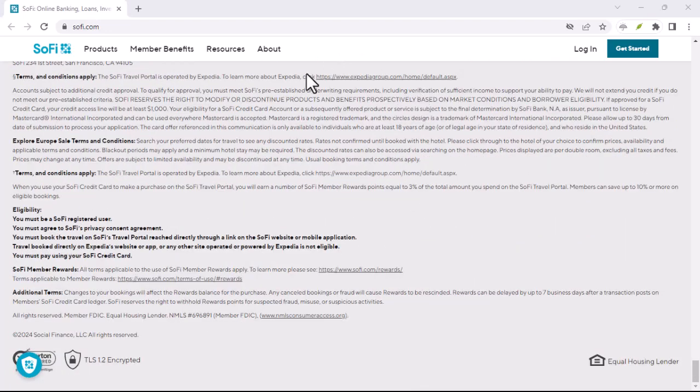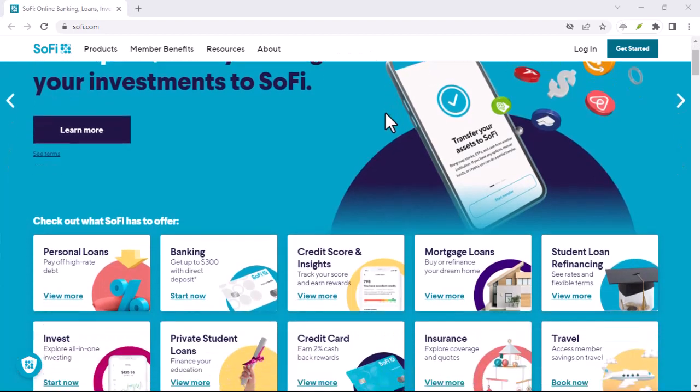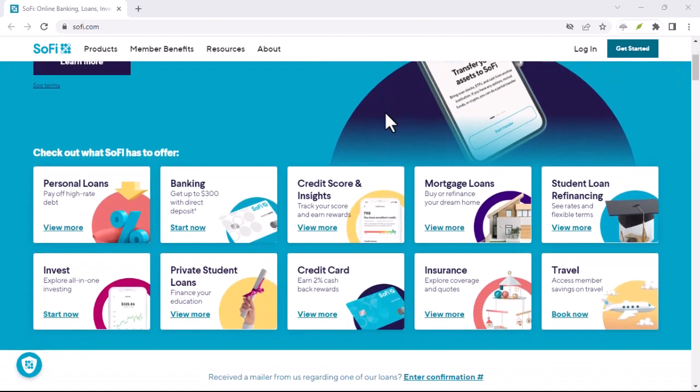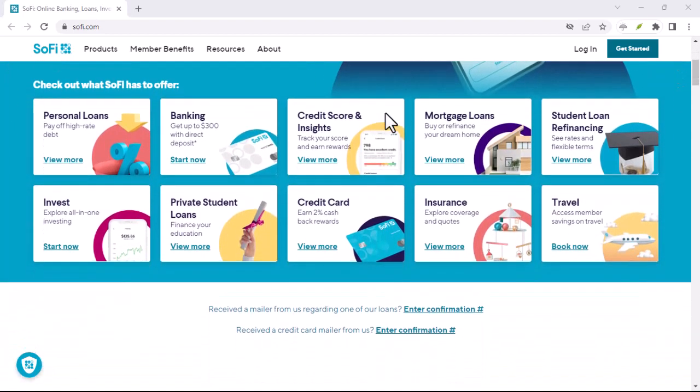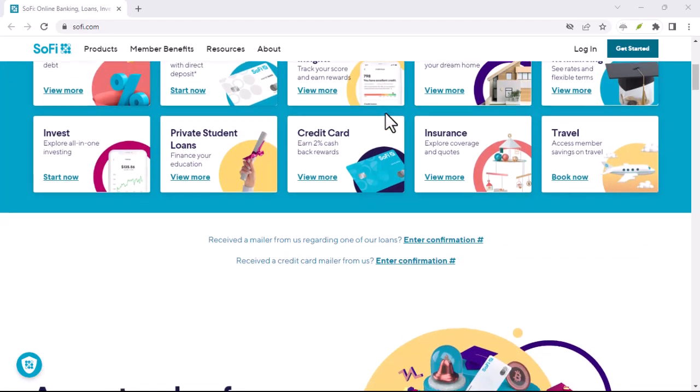Ultimately, the decision of whether or not to trust SoFi with your money is yours. But by being informed and asking the right questions, you can make a sound financial decision.